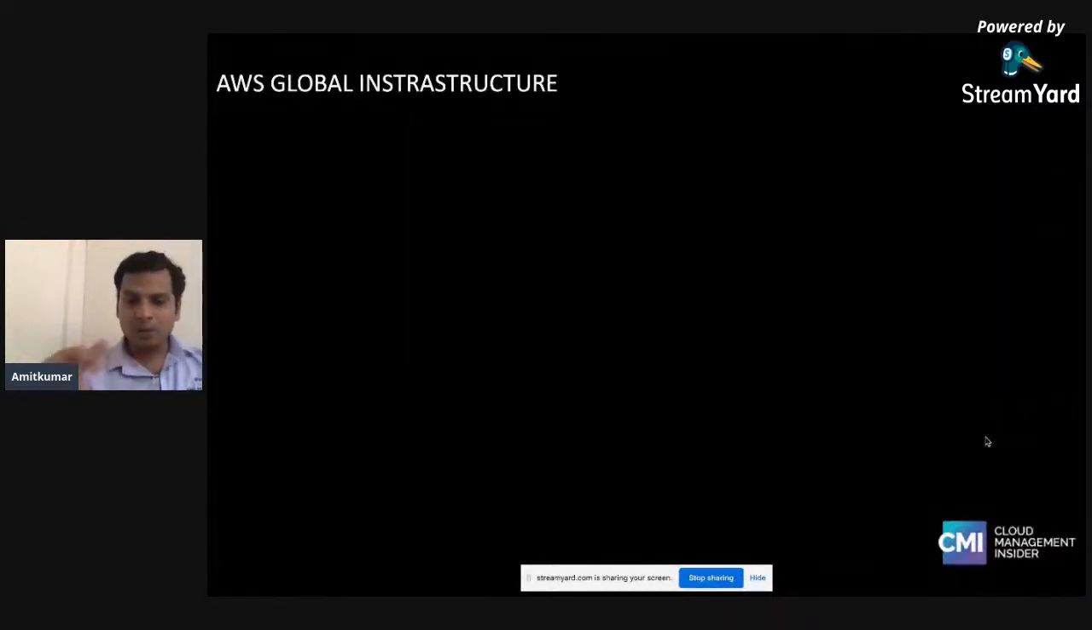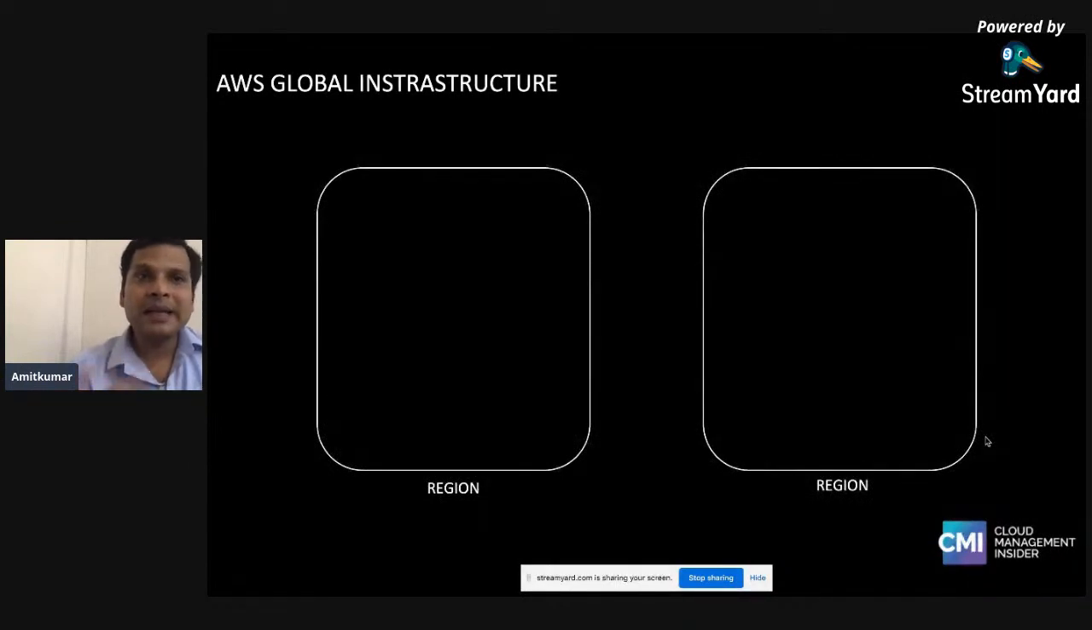Now let's start with AWS Cloud. Let's first understand how they implement it. We understood some time back that a public cloud platform in the backend is nothing but a data center. Now, how has AWS implemented its global infrastructure?